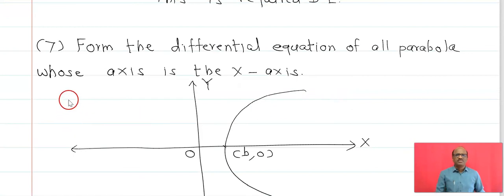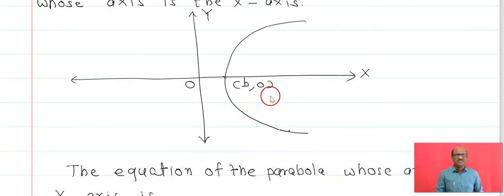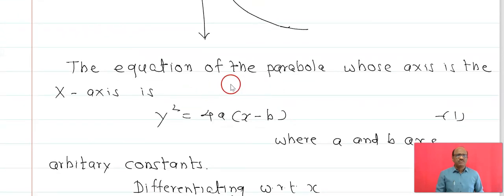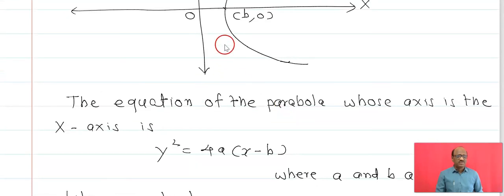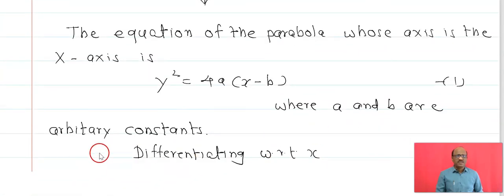Now the next problem: form the differential equation of all the parabolas whose axis is the x-axis. Now see here, the vertex of this parabola is (b, 0). The equation of the parabolas whose axis is the x-axis is y square equals 4a (x minus b), because its vertex is (b, 0), therefore x minus b. a and b are arbitrary constants.